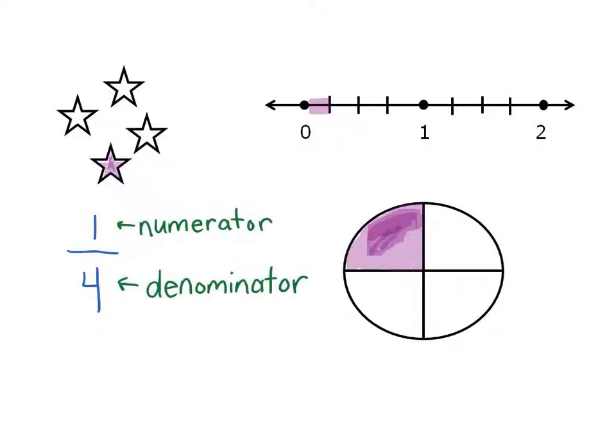So the 1 is our numerator and the 4 is our denominator, and what we need to remember about our numerator is that it is showing us part of the whole. And our denominator is showing us what is the whole. It's showing us all the parts that make up the whole.